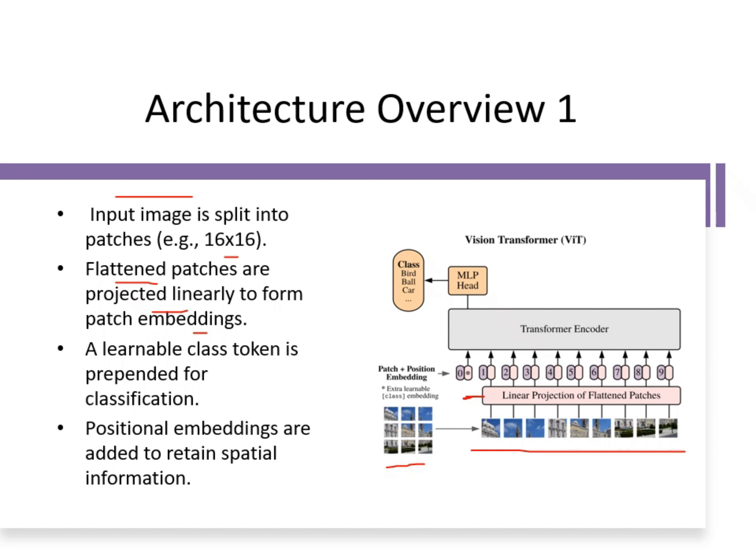But before adding positional embeddings to this, a learnable class token is also prepended for classification purposes, and then positional embeddings are added to retain spatial information, as we can see at this point of the architecture. And going through the process, we see that these patches and positional embeddings are then fed to the transformer encoder, which passes the output from this to a multi-layer perceptron, which then is used for classification.